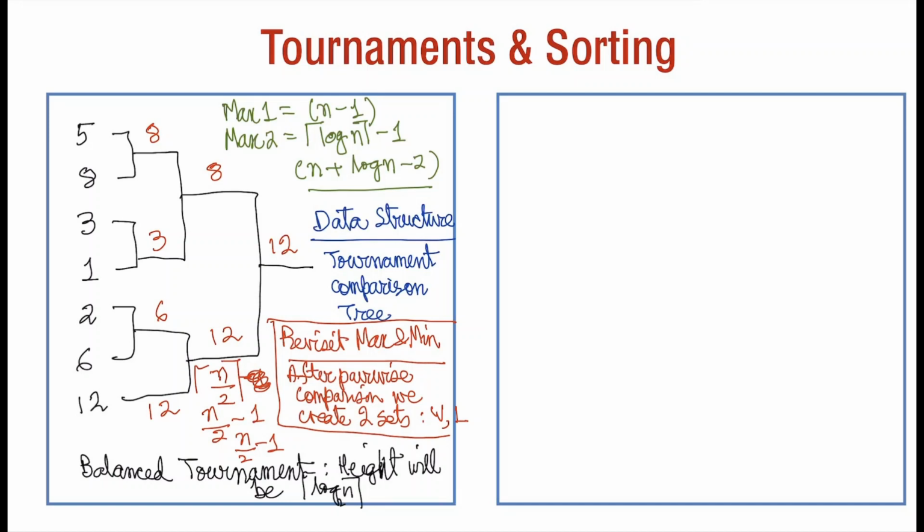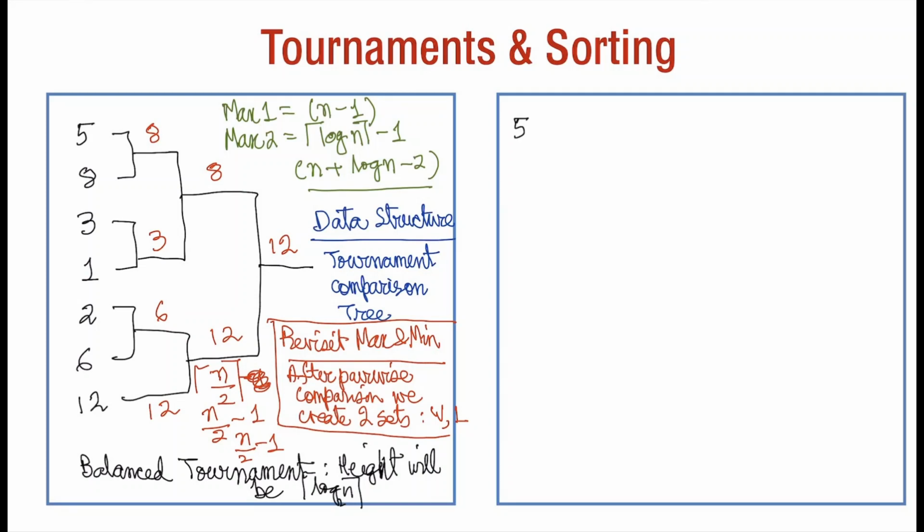So even this tournament structure not only enables us to get the largest easily in n minus 1 steps, but it also gives us an idea of how to find the largest and the smallest in 3n by 2 steps. So this comparison tree, or this data structure, is an extremely important element for our algorithm design process. Now let us see how this data structure can be used for doing something further.